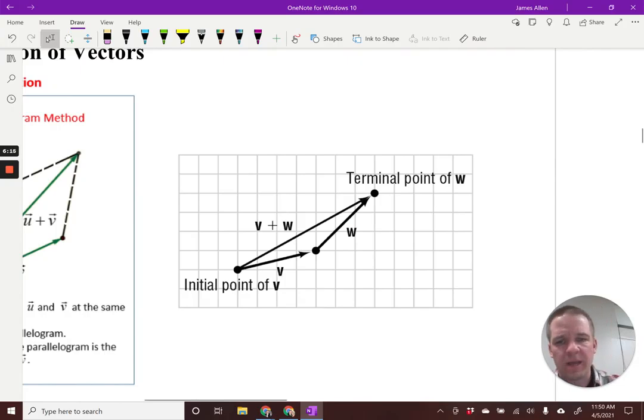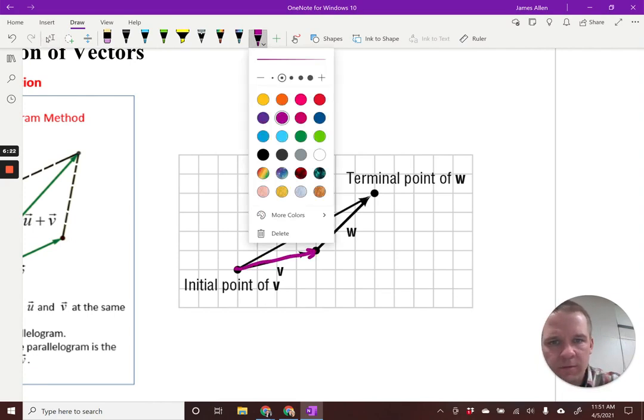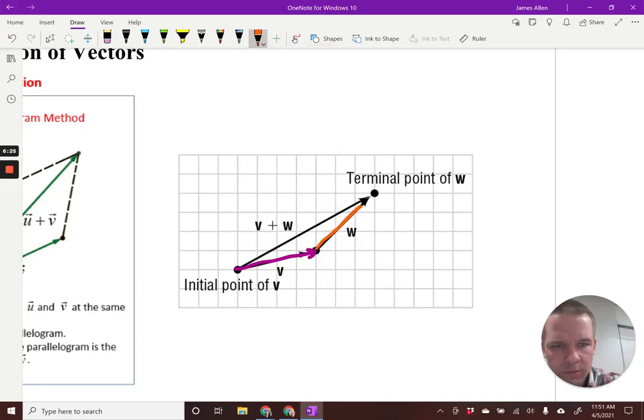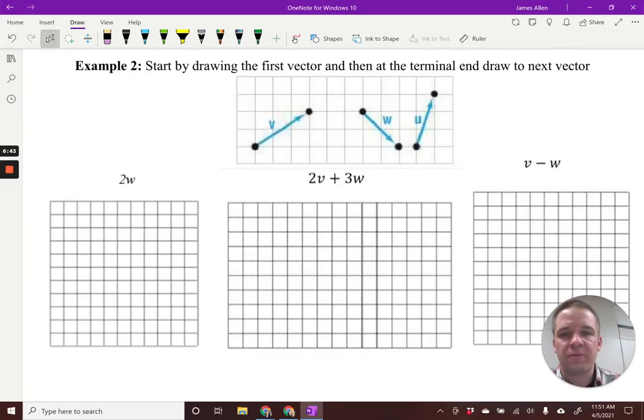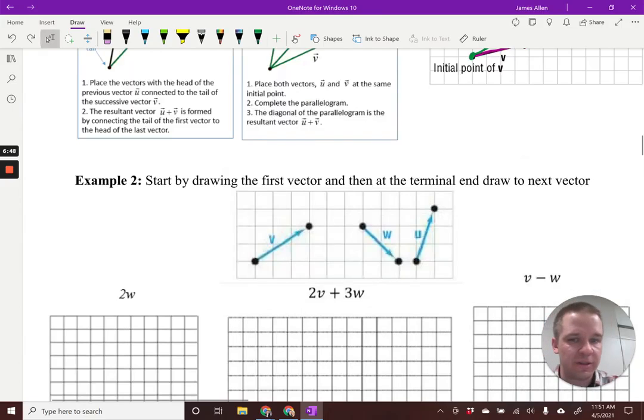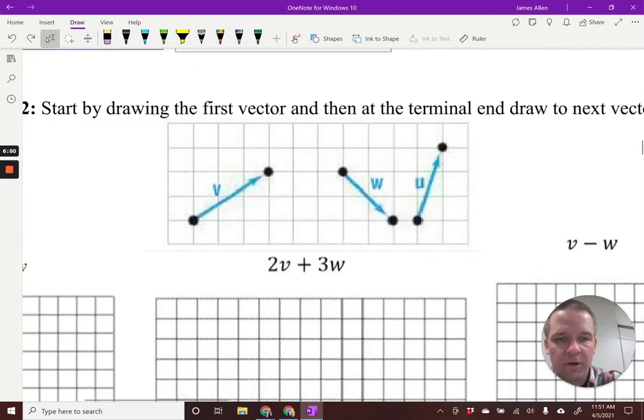So here's another graph here. We got v plus w. So v is this one right here, and then w, in orange, right there. The initial point of v, which is this, connecting to that terminal point of w, gives me v plus w. Lovely. All right, so we've got three different vectors here. We have v is this one here, we got w and u. It's a little blurry, but that's okay.